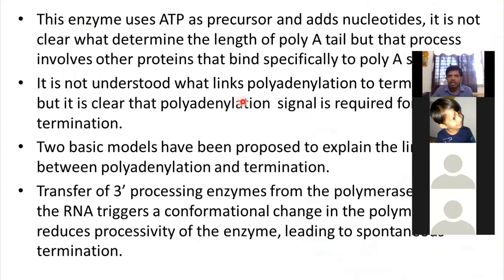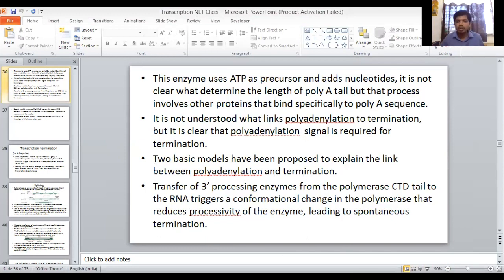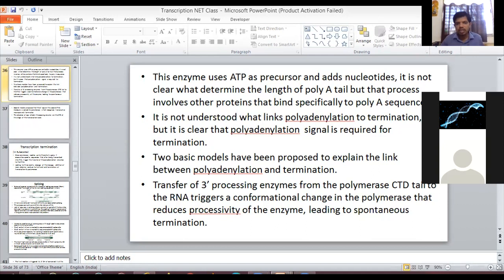It is not understood what links polyadenylation to termination, but it is clear that the polyadenylation signal is required for termination. Basically, two models have been proposed to explain the linkage between polyadenylation and termination. It is not known what determines the length of the adenine residues, and how this ending process occurs, that is, the cleavage of the RNA from the RNA polymerase and the removal of RNA polymerase from the DNA. Still, this process is not fully known, but there are certain hypotheses.